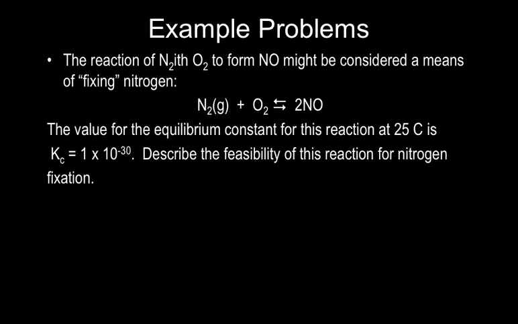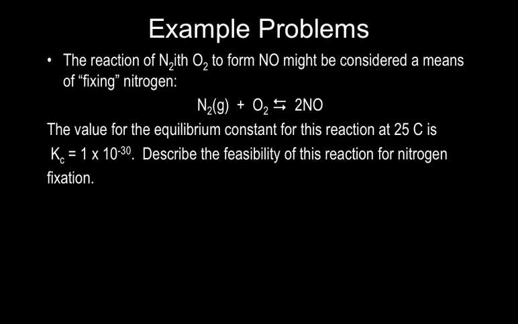This one says you can take N2 plus O2 to make NO. That's one way of what we call fixing nitrogen. So the value for this particular equilibrium constant at 25 degrees Celsius, and again, just like before, all of these things are temperature dependent. That's why they're going to give you the temperature. So if you change the temperature, you're changing the K value. So that is 1 times 10 to the negative 30th, which is a very, very small number.